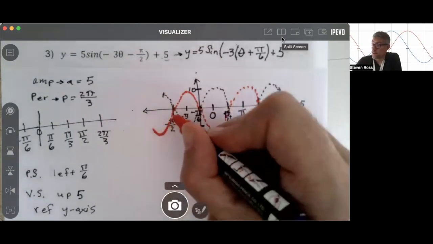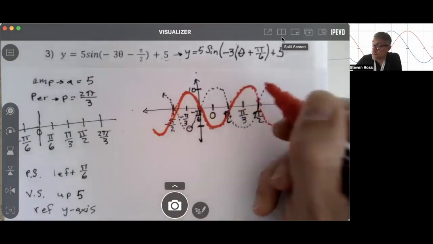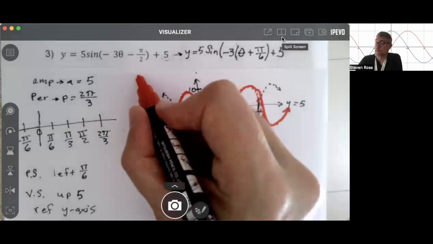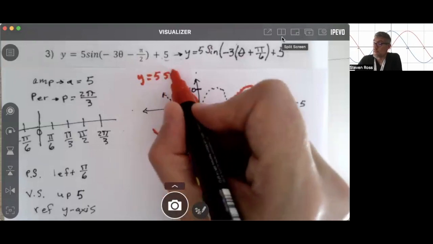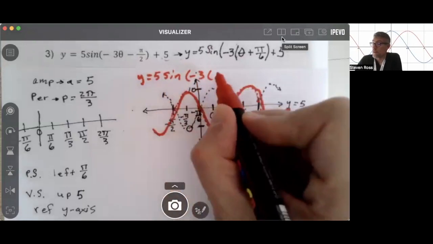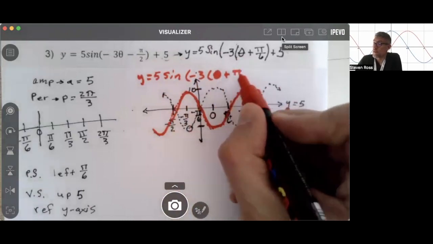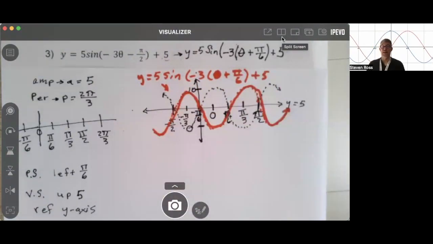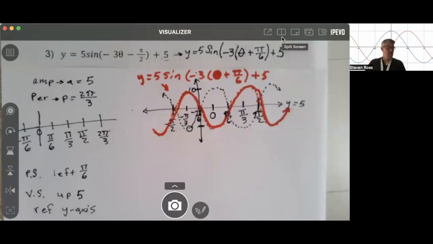And now I'm feeling like what I want to do is make that solid, because that is going to be my final answer. Let me say this: y is equal to 5 sine of negative 3 theta plus pi over 6 and then plus 5. That's that graph right there in red. Theta looks like a blob, but that's supposed to be a theta. A little too much ink coming out of this pen.